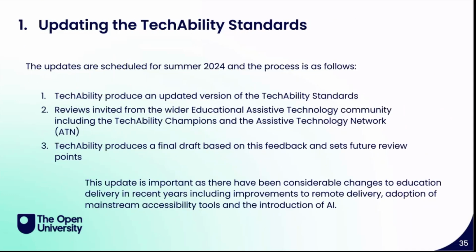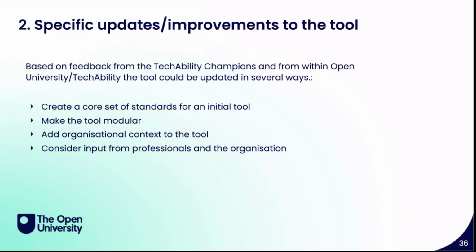And doing that will improve the quality of the output from the tool as well. So it'll be a useful step to take. We've got some specific updates and improvements we think we could make to the tool itself. So we could create a core set of standards for an initial tool. So for those that don't have maybe the buy-in that are initially doing this, to have just a kind of 7 to 8 initial standards and just get a very short report might be quite useful.